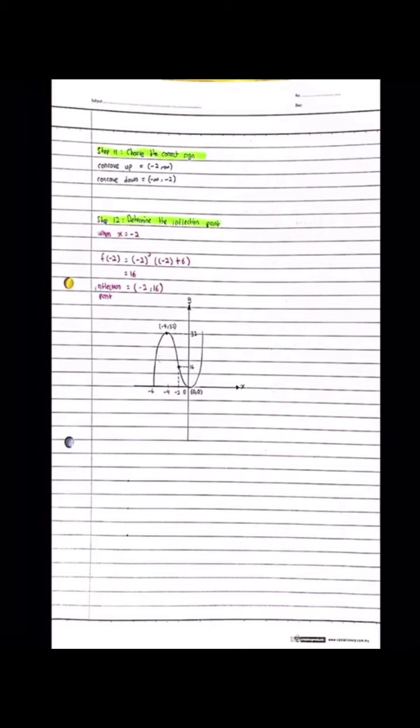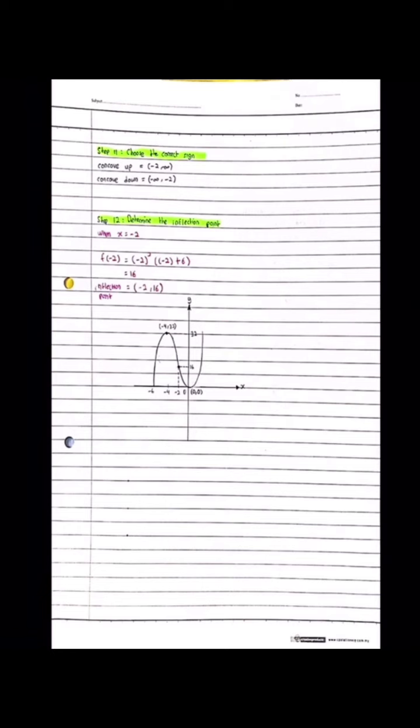Determine the inflection point. So when x equal to negative 2, we put negative 2 in the equation f(x) equal to x squared times (x plus 6). So we get 16. The 16 is the value of y. So for the inflection point, we get negative 2, 16. After that, we sketch the graph.